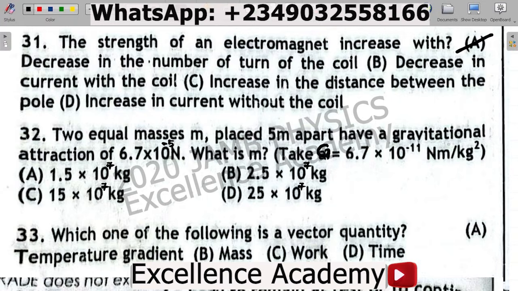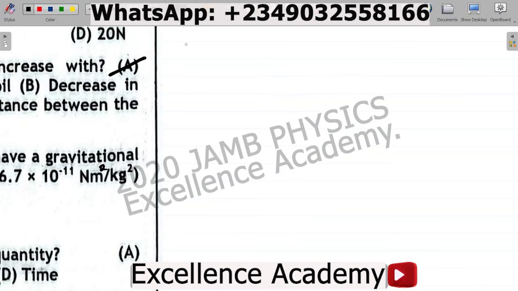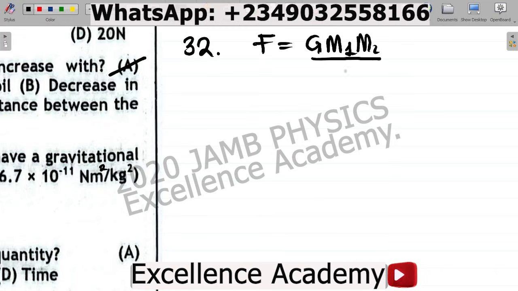Now, how do we solve? This should have been Newton meter squared per kilogram squared. So how do we solve this particular question? So you have option A, option B, option C, and option D. Now, recall the formula for 32. Recall that the formula from Newton's law of gravitation is that F is equal to G M1 M2 all over R squared. Here's my formula.